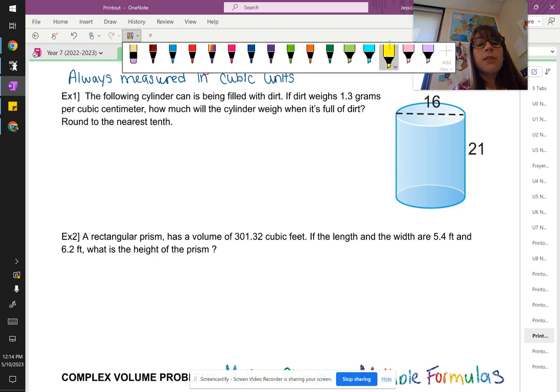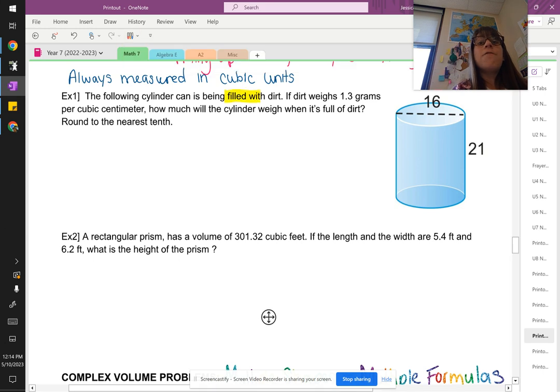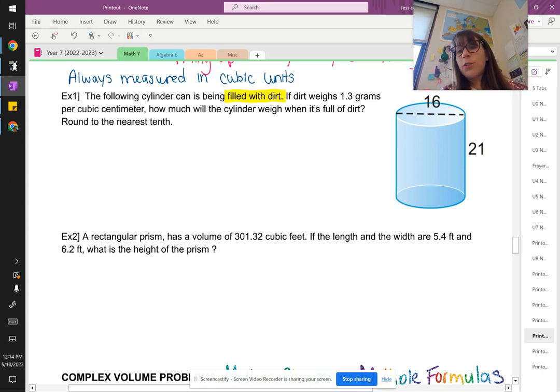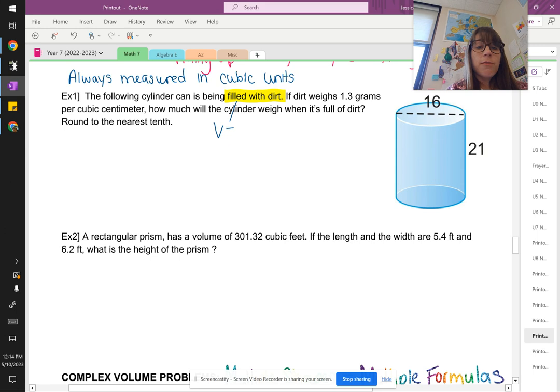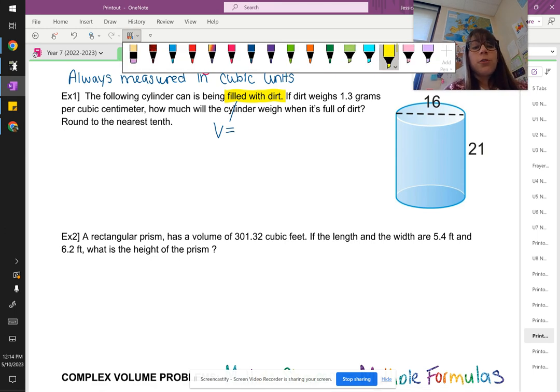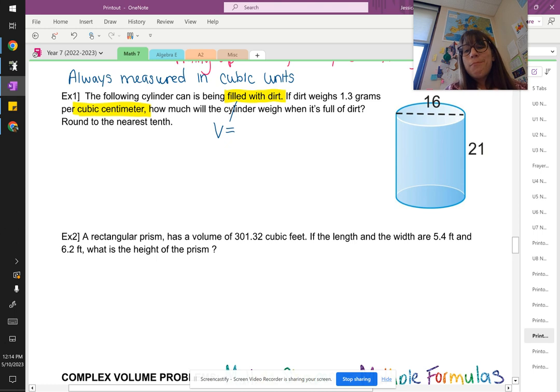First one is the fact that something is being filled. Who cares with what it's filled with? It's being filled. That is a red flag that we are doing volume. Filled with means volume. Another key thing that told us we were doing volume is cubic centimeters. Any mention of those cubic centimeters tells you you're looking for a volume.